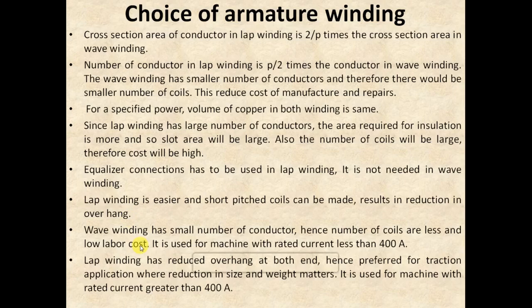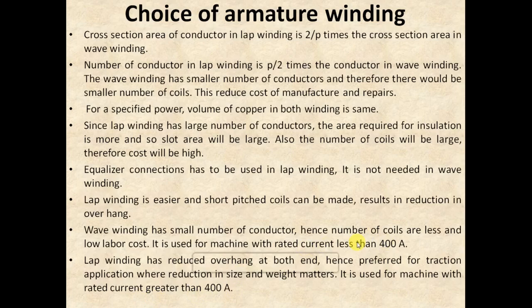Wave windings are usually used in machines which are having applications of high voltage and low current. Low current means the current rating has to be always less than 400 ampere, whereas lap winding is generally used for applications involving low voltage and high current. That is, lap winding in machines can be used for applications involving current rating greater than 400 ampere.